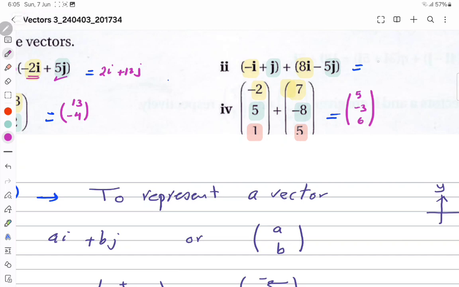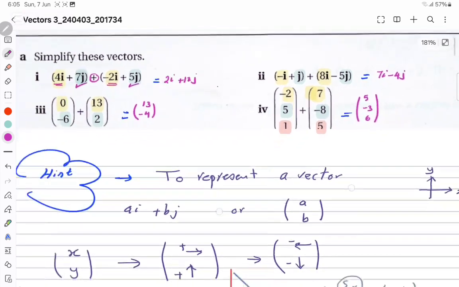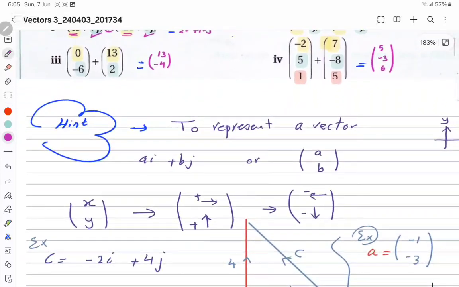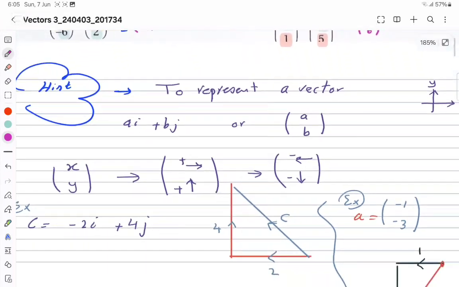Negative i plus 8i, it's 7i. j minus 5j, it will be negative 4j. So we're just adding i with i and j with j. And I have a hint here to represent the vector. You can write it in ijk notation or in column vector as you see.